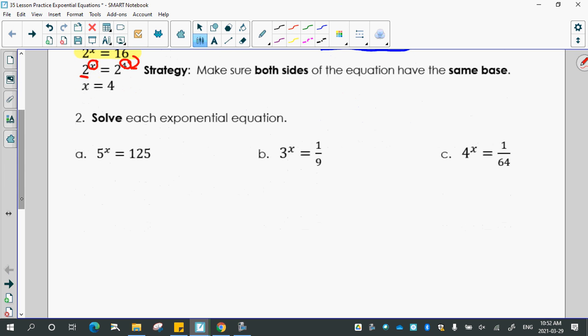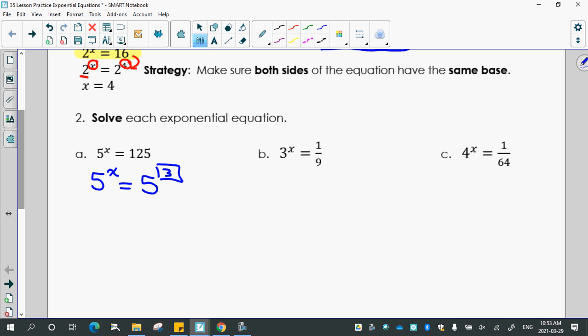So 5 to the x equals 125. The strategy of common bases says I'm going to keep the left side the same, and I'm going to rewrite 125 as 5 to some power. So I have to figure that out. I might try 5 squared, 5 to the power of 2, 25. 5 to the power of 3, 125. So I can rewrite 125 as 5 to the power of 3.